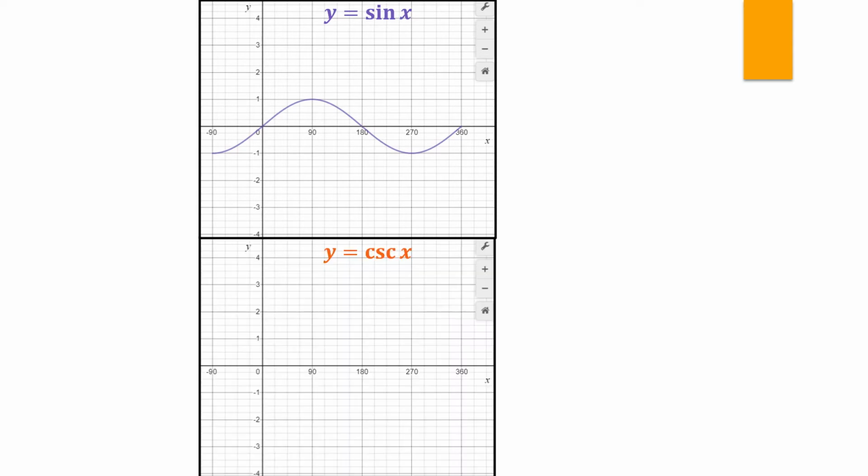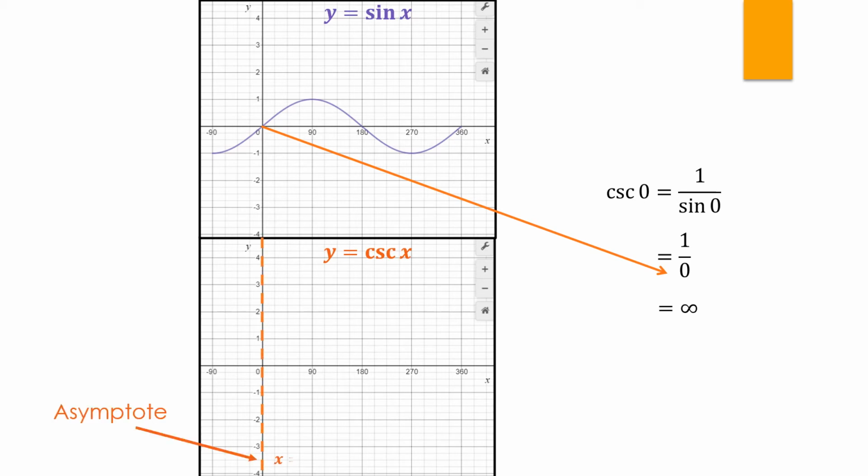So we want to see how that would relate to our y equals cosecant of x, knowing that the cosecant of x equals 1 over the sine of x. First of all, we're going to look at the roots. The first root is at 0, 0, and the cosecant of 0 would be 1 over the sine of 0. And you can see from the curve that that would mean we were divided by 0, which would give us infinity. So on our sketch of cosecant of x, it's going to have an asymptote at x equals 0.